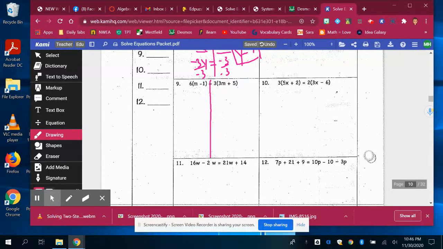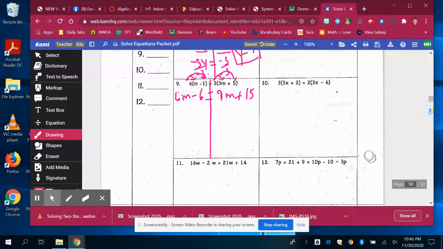Here's where our first step comes in, because I notice I have the distributive property on both sides. So I'm going to distribute this 6 to m. I get 6m. 6 times negative 1 gives me negative 6. Bring down my equal sign. And over here on the right side, I'm going to distribute also. 3 times 3m is 9m, and 3 times 5 is 15.